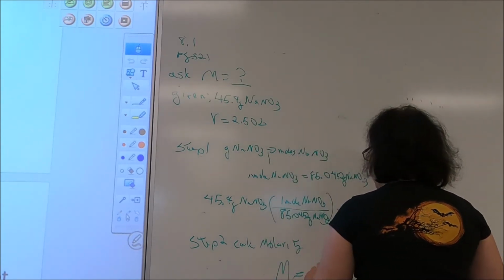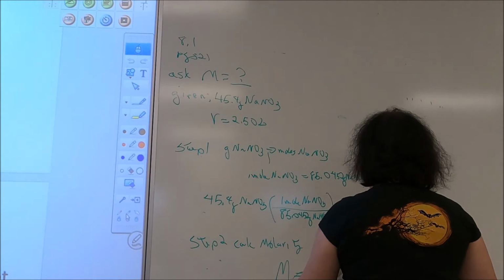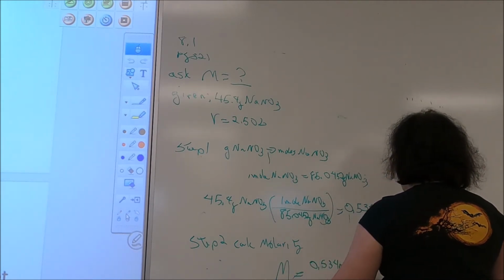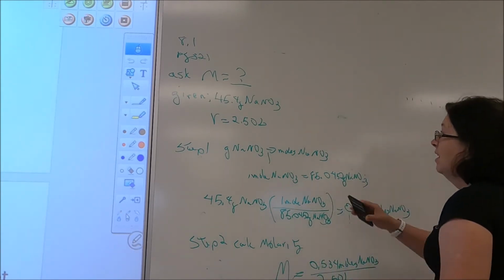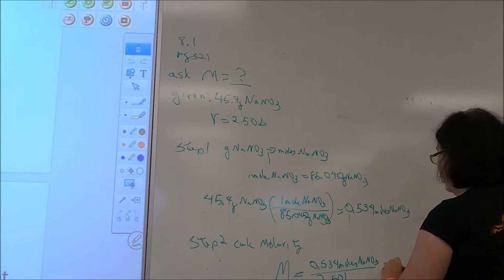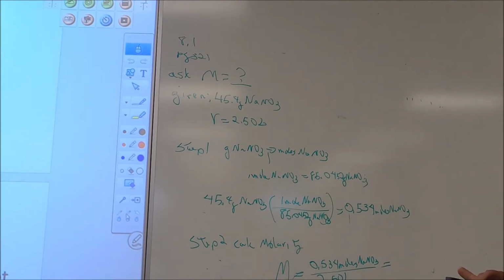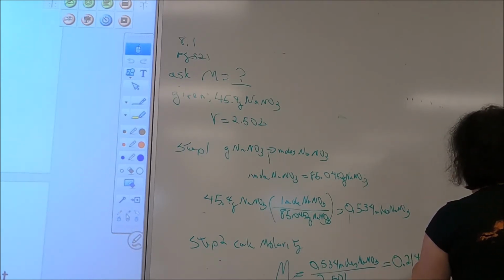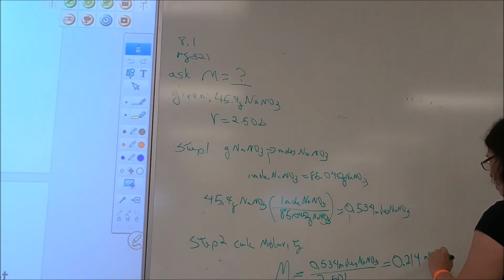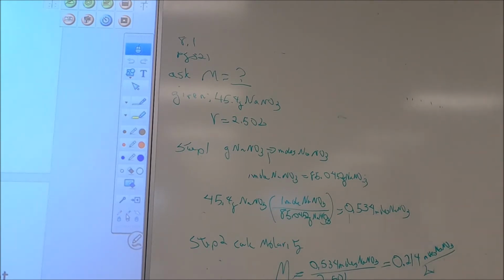And our step 2 is just to calculate molarity. The molarity is going to be 0.534 moles of sodium nitrate over 2.50 liters. This time the volume was already given to us in the right unit, so I didn't have to do a step where I converted my volume unit. So 0.534 divided by 2.50 gives me a molarity of 0.214 moles of sodium nitrate per liter of solution. Okay?